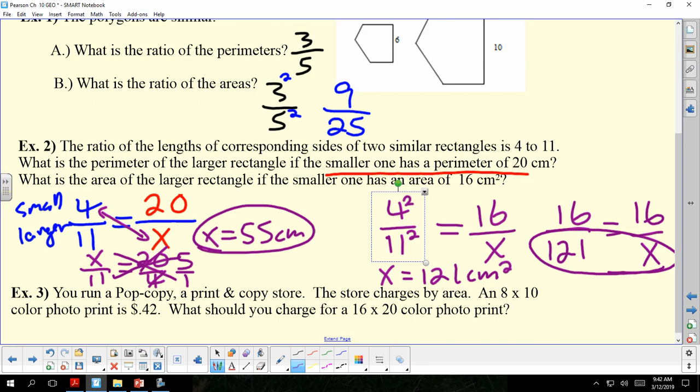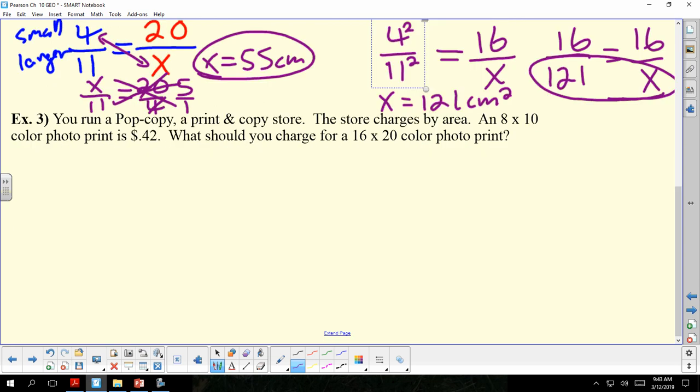All right, the last example today. You run a print and copy store. The store charges by area. An 8 by 10 color photo is 42 cents. What should you charge for a 16 by 20 color photo print?